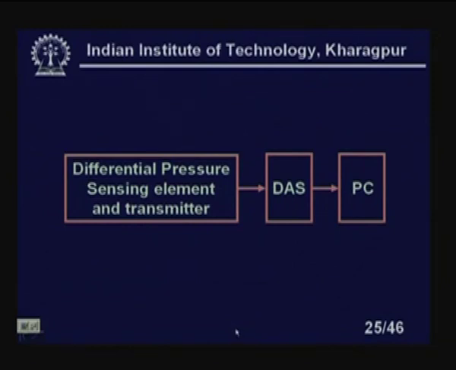You see the differential pressure sensing element and transmitter, data acquisition system and PC. Please note that this differential pressure transmitter is an assembly to be installed on the pipe itself, just outside the pipe, and it should give you 4 to 20 milliampere of current, which will go to the computer, where the data acquisition card is. That will convert it to the voltage domain and it will be used for further processing after conversion to the digital domain. This 4 to 20 milliampere current is obviously an analog current, right.